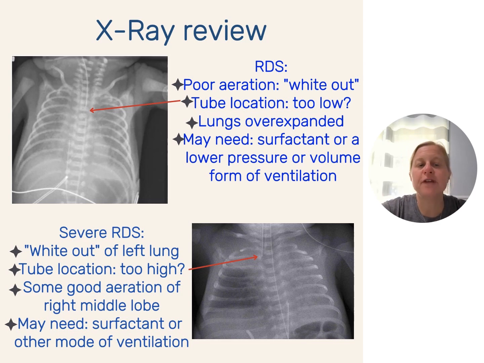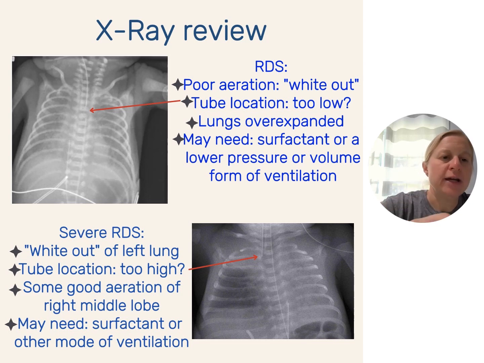These are just two very generic views of an x-ray. In our top one, we have what we would call that whiteout. Remember, in x-ray, air is black. So we want to be able to see this kind of black through there to know that we have air in all these places. There's this over distension.